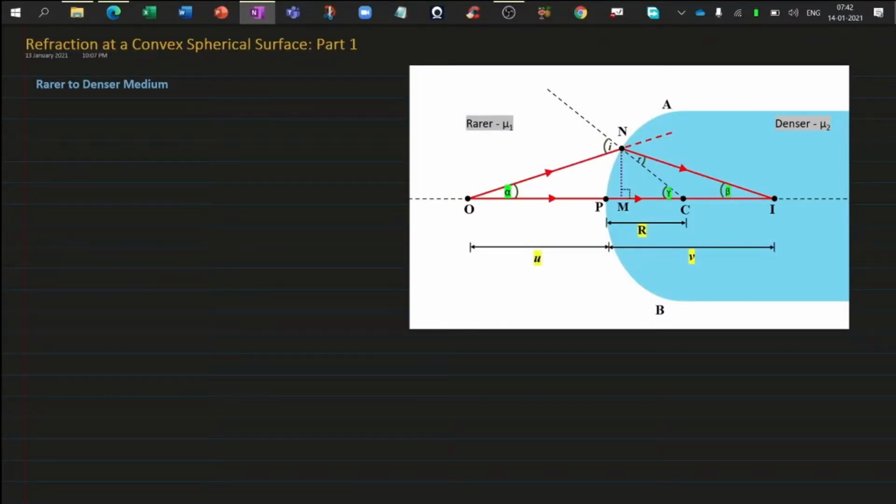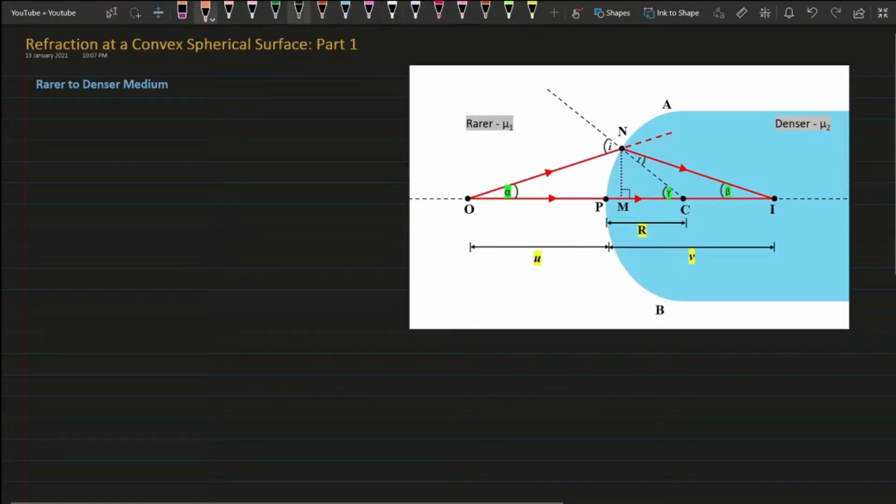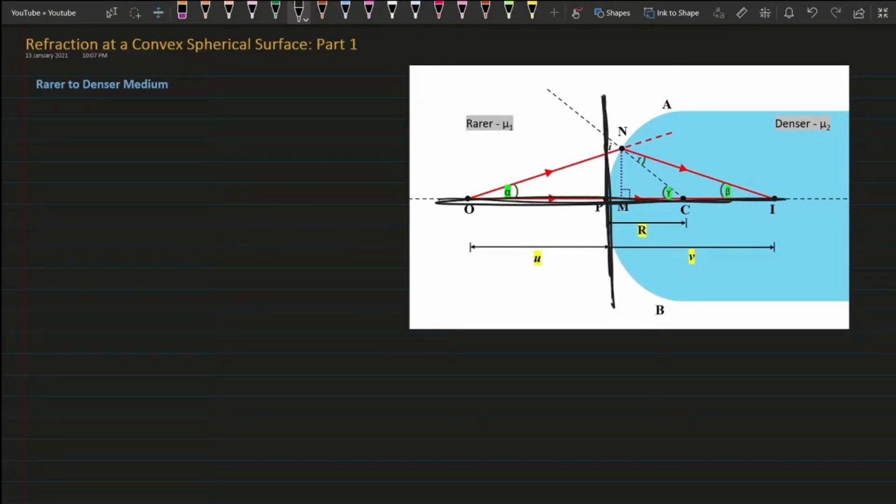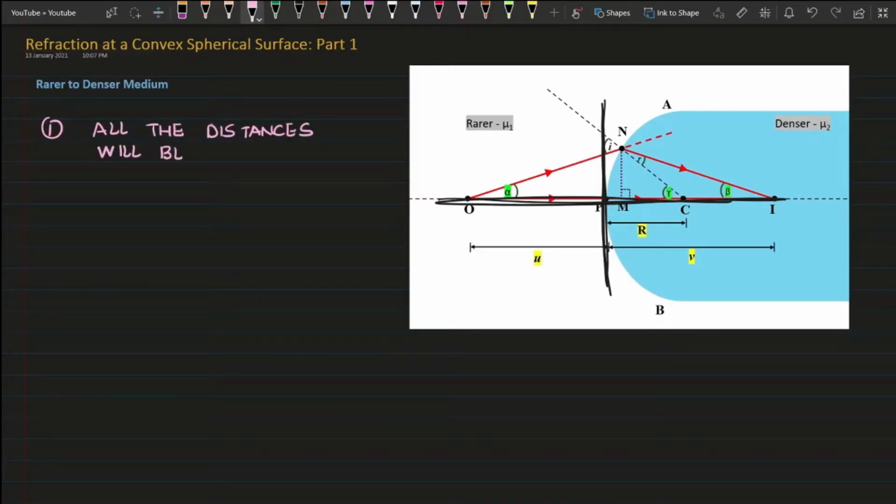In front of me is the ray diagram. Before jumping onto the ray diagram in the derivation, first I want to clear a basic thing about the Cartesian coordinates. So how am I going to measure the distances? From this point P, I will measure all my distances. If I make a coordinate system, you can see this is my coordinate system, and all the distances I am going to measure from this point P. All the distances will be measured from pole position P.